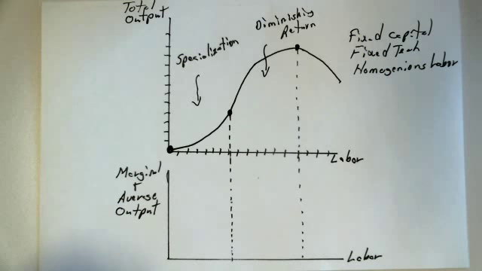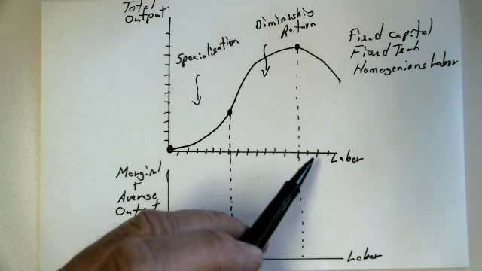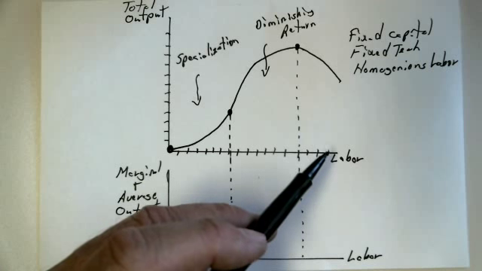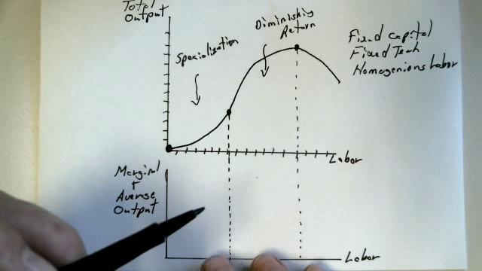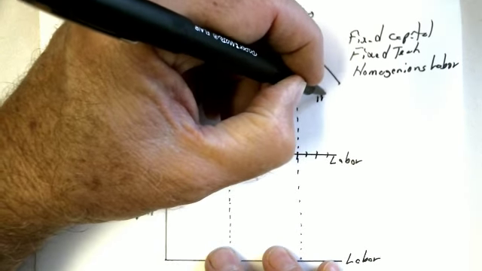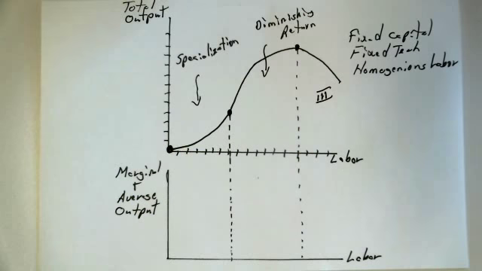And then it sounds a little bit weird, but you could continue to hire workers beyond the capacity of the plant to produce anything, and output would actually fall. And that doesn't have a fancy name, it's just called zone 3.